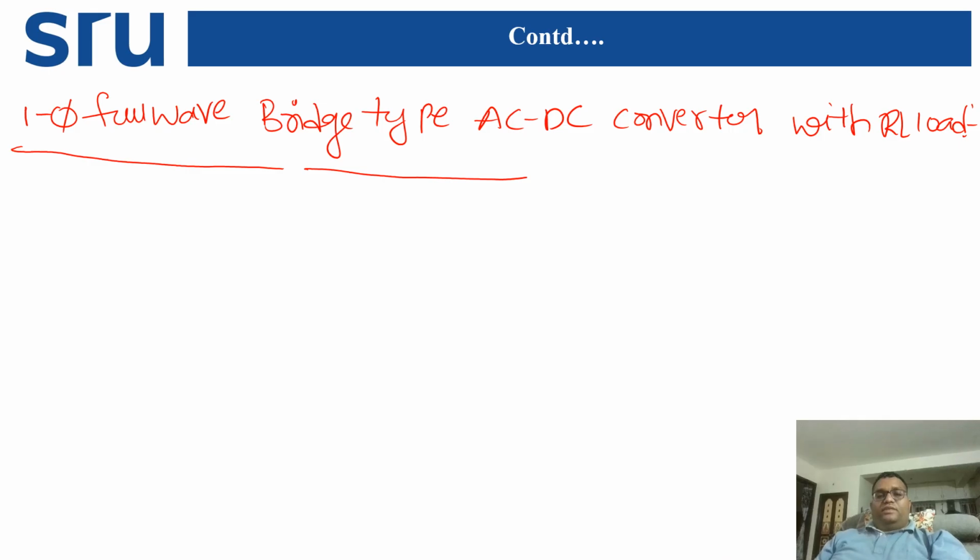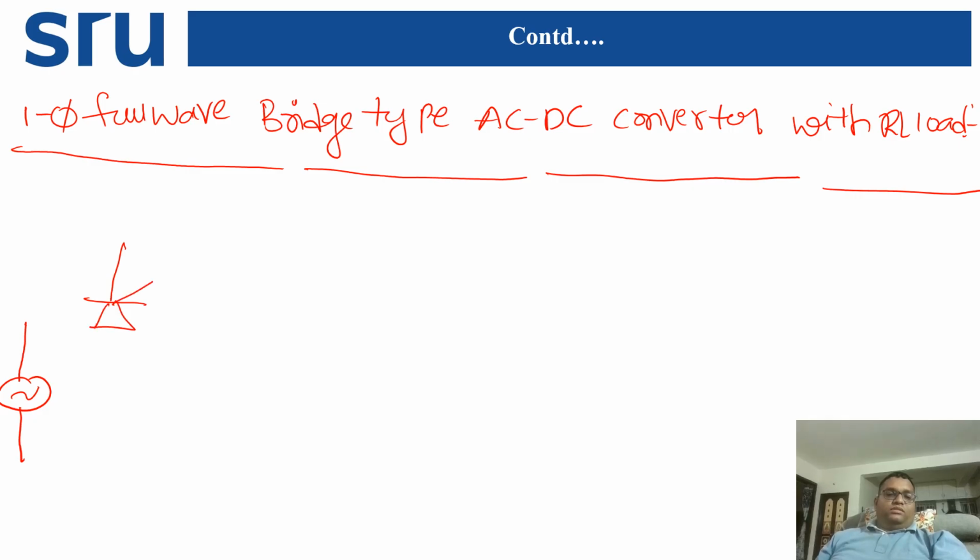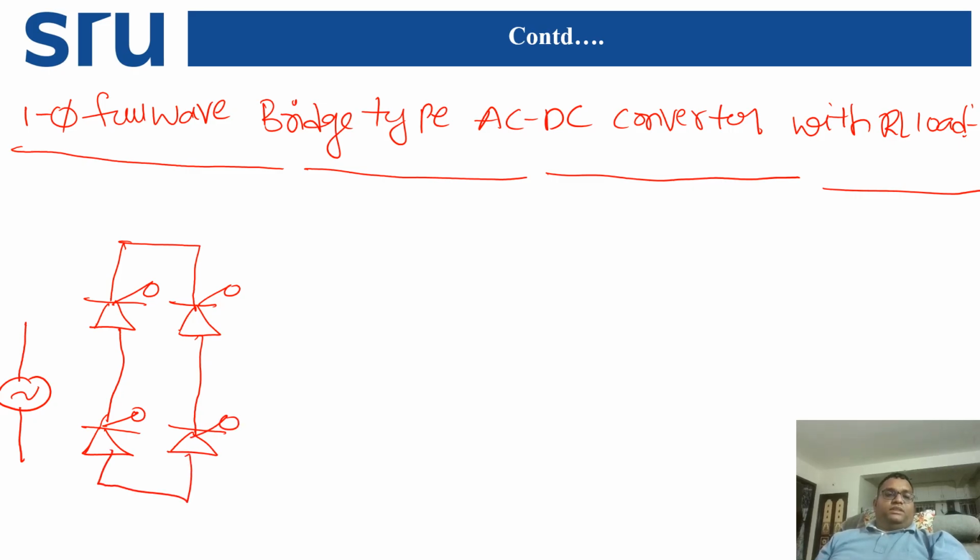How are we going to discuss this? Let us take it as an RL load. Take one voltage source. Then this is one SCR and another SCR, this is also another SCR, this is one more SCR. We will connect it all like this. Then positive is connected over here, and negative is connected over here.